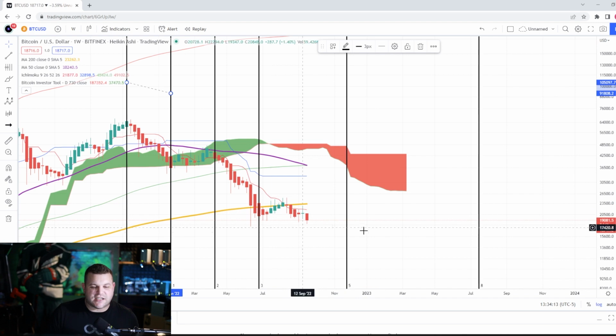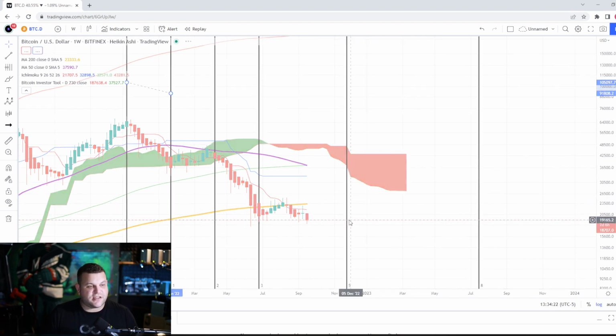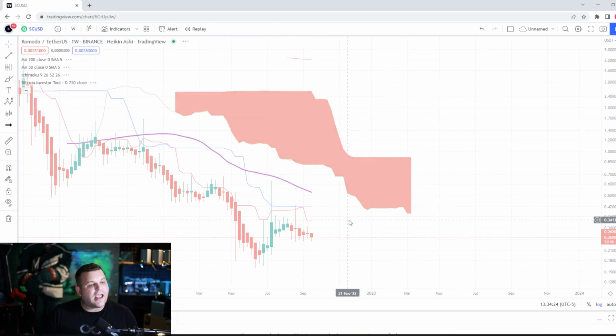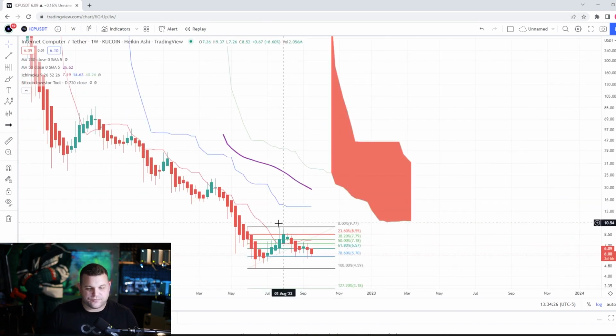So my guess here is that November 28th could quite possibly be a big day for Bitcoin. It just is what it is. Let's take a quick peek at Internet Computer.